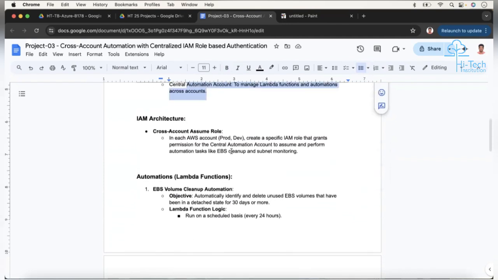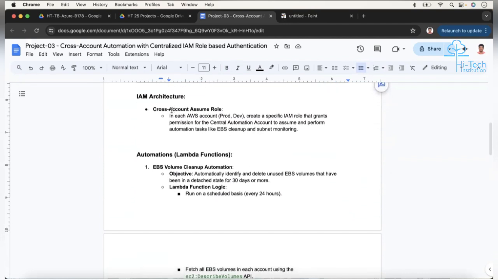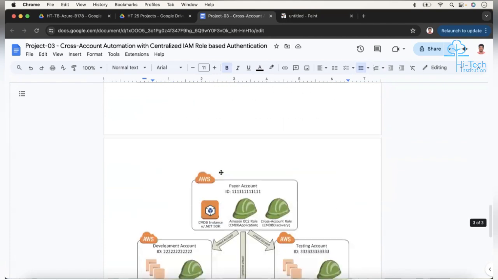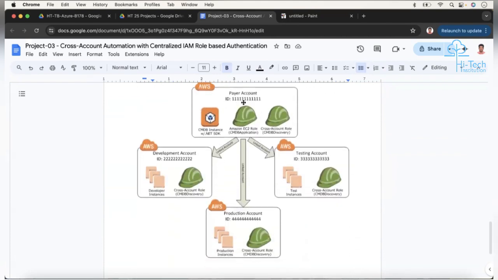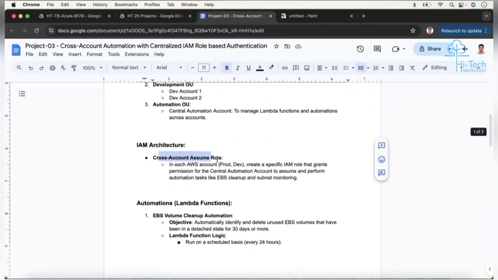Once done, the IAM architecture is cross account assume role. See, this is the parent account. This is account 1, account 2, account 3, like you have 50 or 100 accounts. From your parent account, we are going to authenticate. All right. So this is what we are going to see.